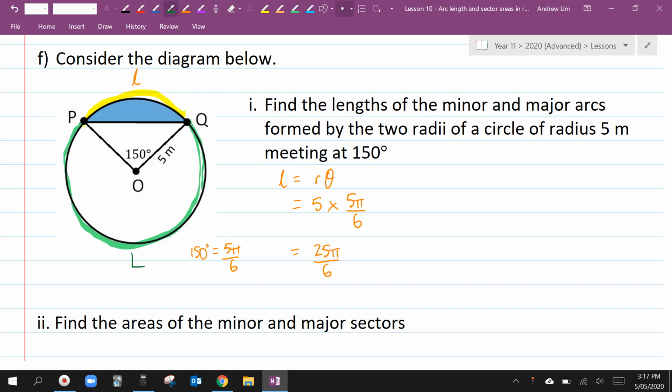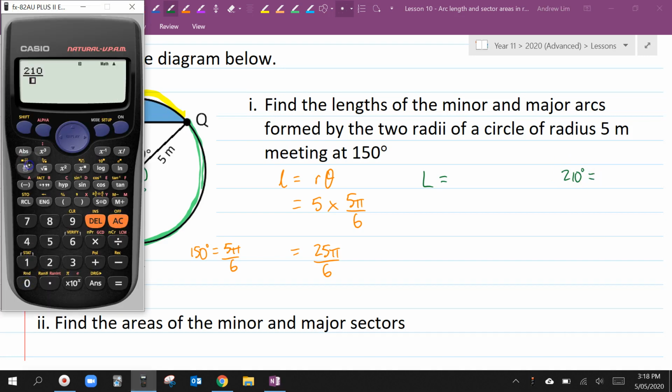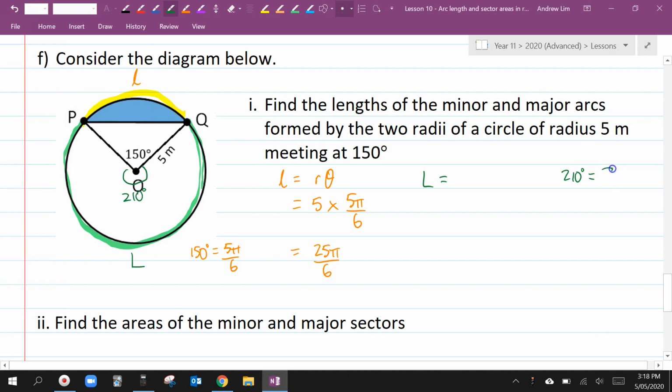If I want to work out the length of the major arc, I'll use capital L for that. This angle here is 360 minus 150, which is 210. 210 degrees is equal to 210 divided by 180. So 7 pi on 6. So r theta, radius is 5, multiply it by 7 pi on 6. That gives me 35 pi on 6. Okay, and the units are meters for both of them.